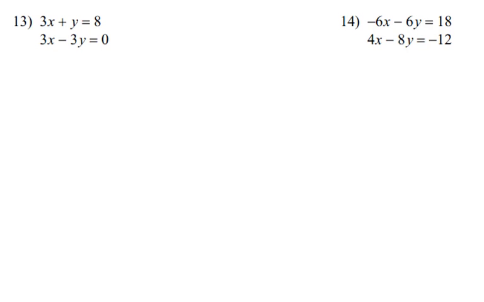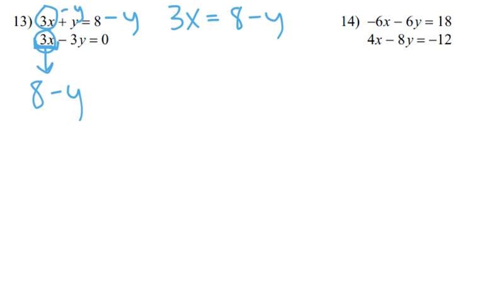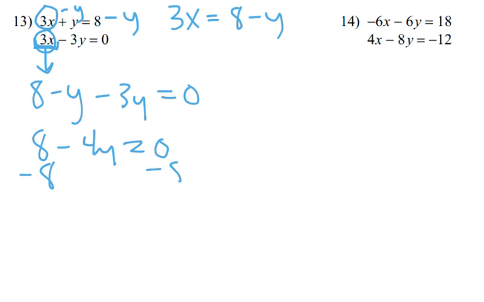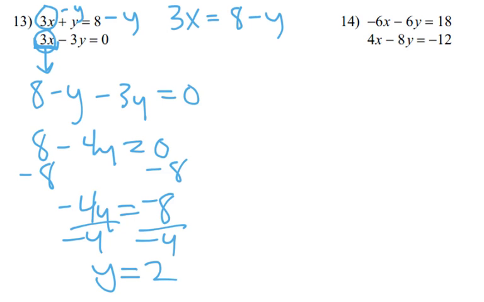Okay. So once again, on 13, I have two options. I can try to solve for just y, which is typically what we want, the simplest variable. Or I can say, hey, 3x and 3x. Well, if I subtract this y here, I get 3x equals 8 minus y. I can substitute this whole 3x out and have that 8 minus y minus 3y equals 0. So it would be 8 minus 4y equals 0. Subtract 8. Negative 4y equals negative 8. Divided by negative 4. And y would equal positive 2.